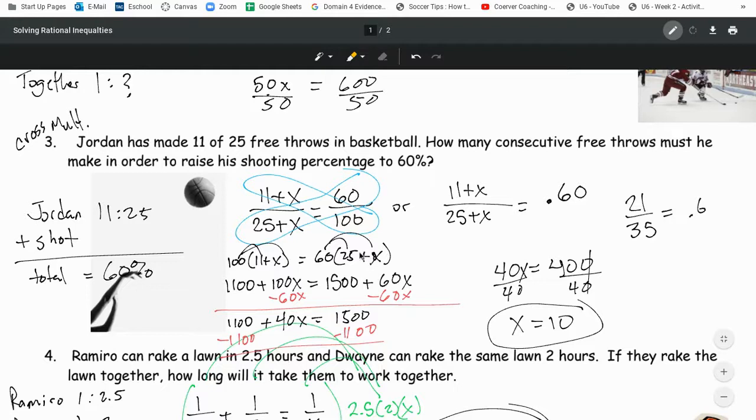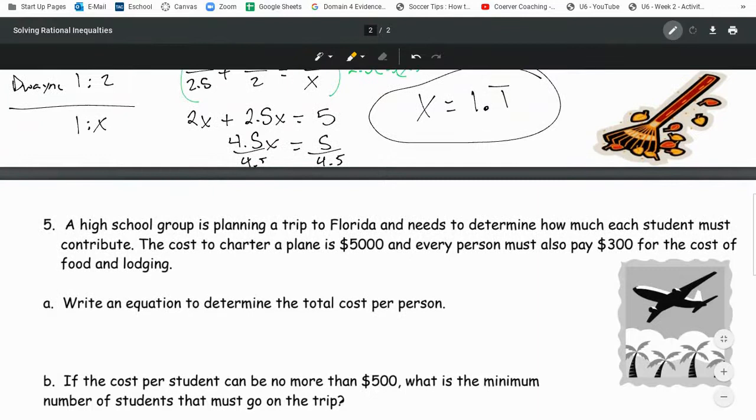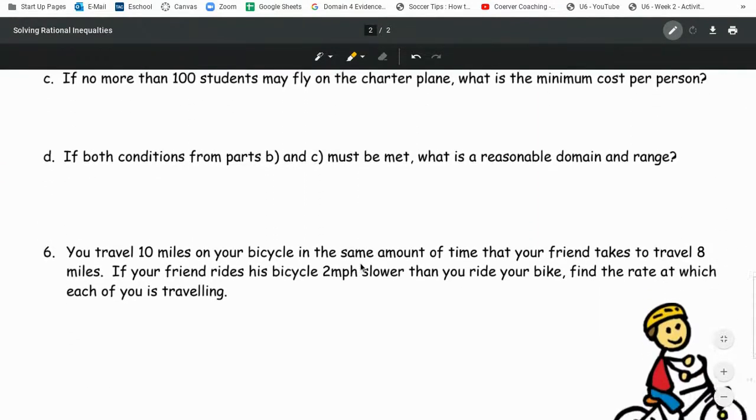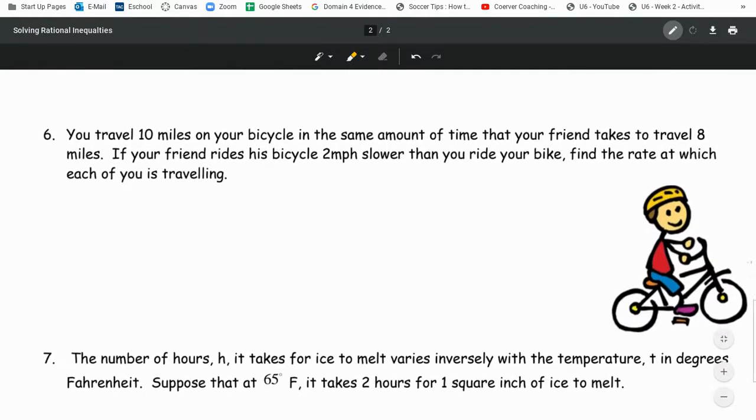All right, moving to the back side. Again, let's go a little bit out of order. I'm going to do number 6. It says you travel 10 miles on your bike in the same amount of time that your friend takes to travel 8 miles. If your friend rides his bike 2 miles per hour slower than you ride your bike, find the rate at which each of you is traveling.